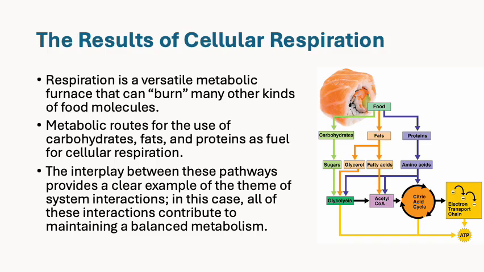Cellular respiration is not limited to burning glucose. It is more like a versatile metabolic furnace. Carbohydrates, fats, and proteins can all enter the pathway at different points. For example, fats can be broken down into molecules that feed directly into the citric acid cycle. Proteins can be converted into intermediates as well. This flexibility allows the body to maintain a balance of metabolism depending on what nutrients are available. All of these pathways interact to keep ATP production steady.